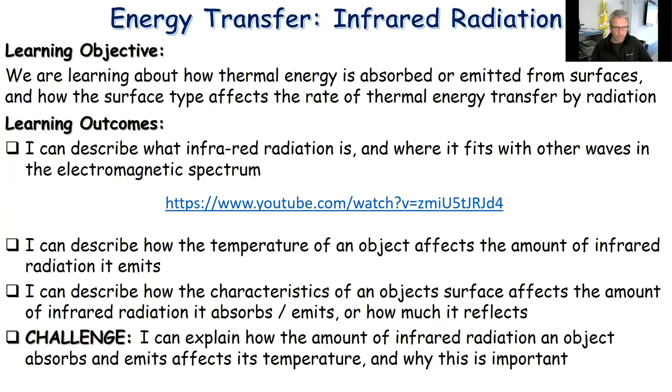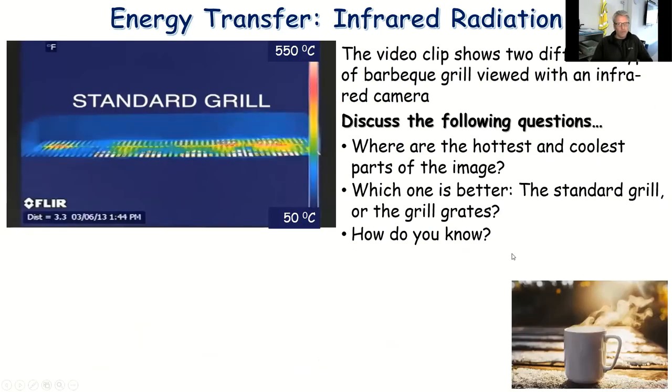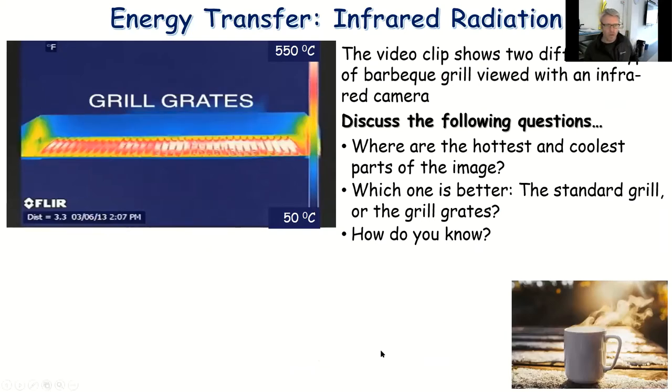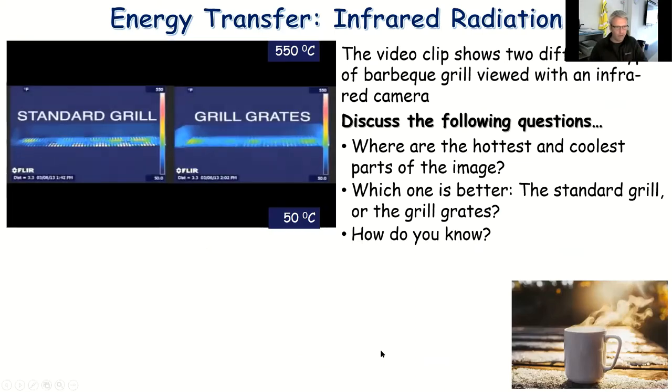So we're now going to move on to looking at temperature and different types of surfaces and how they affect infrared radiation. So first things first, what we have here are two different types of barbecue grill. We've got grill grates just there shown right now, and the standard grill on the left hand side. And they're viewed with an infrared camera, and there are clear differences.